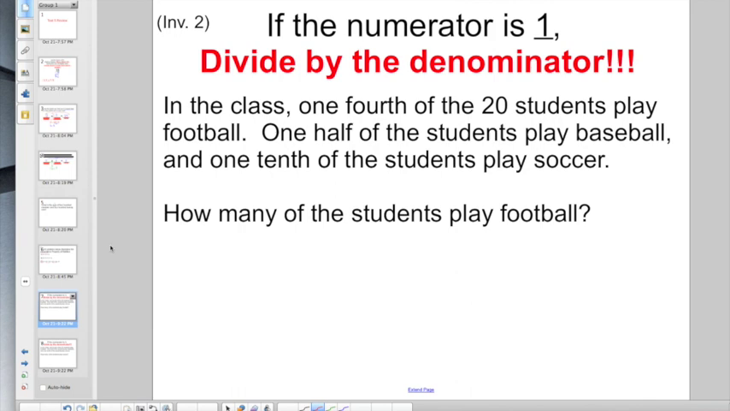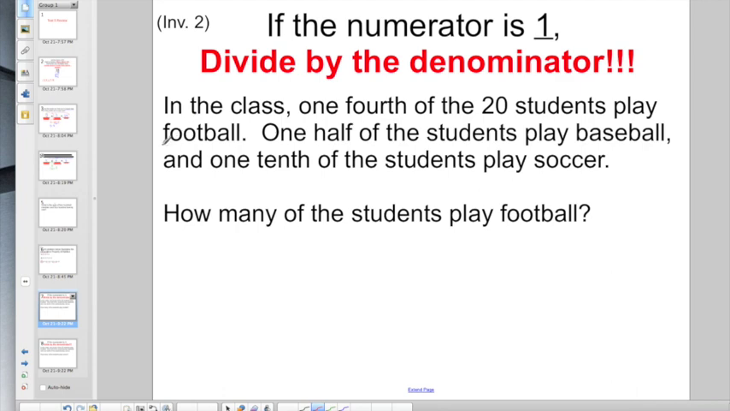If you're not sure, you can always turn to lesson 24 and look at the lesson. Check out this one coming at us from our friend Investigation 2, where the big thing to remember was if the numerator is 1, always divide by the denominator. So let's see what we got going on here. In the class, 1/4 of the 20 students play football, 1/2 of the students play baseball, and 1/2 of the students play soccer. So they want to know how many students play football.